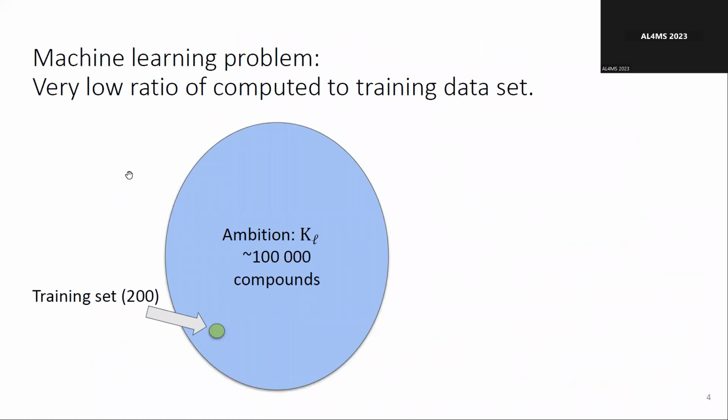So now we heard in the previous talk as well about the material space being big. Of course, it's much bigger than 100,000, but 100,000 is roughly the amount of materials you can readily screen. And we could make a training set of around 200 compounds. You see here is a huge mismatch between what we would like to screen and the number of training data we can generate.